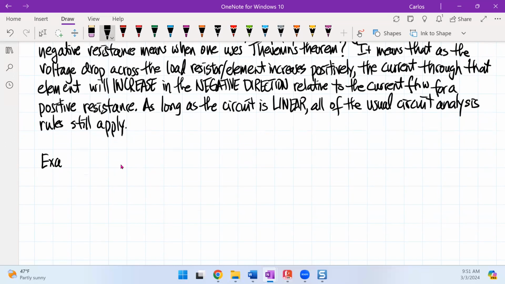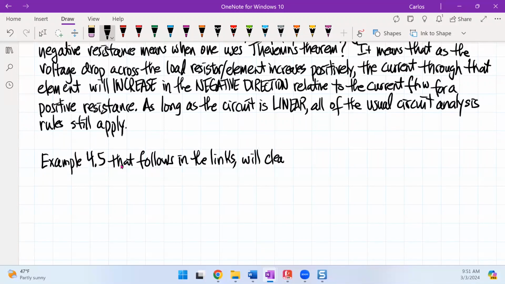Example 4.5 that follows in the links will clearly show this behavior.